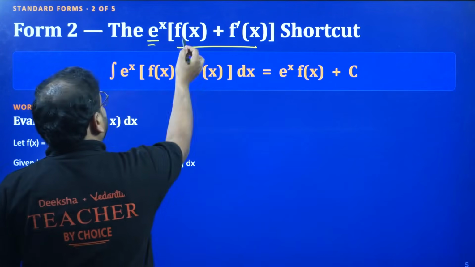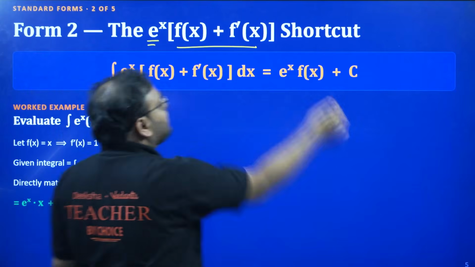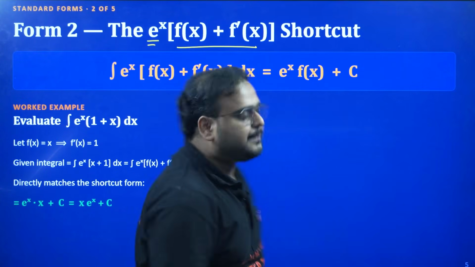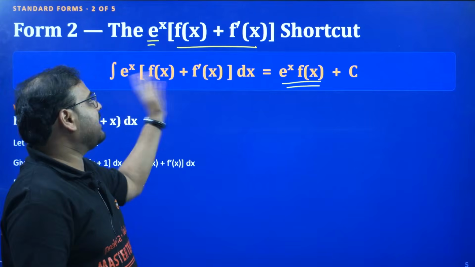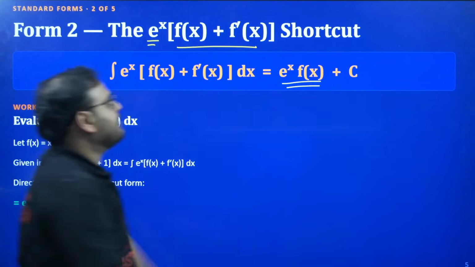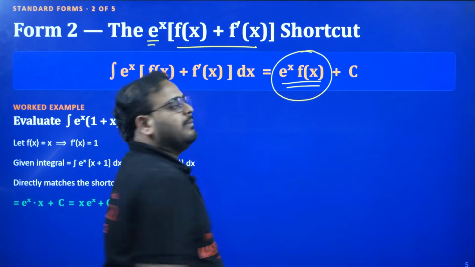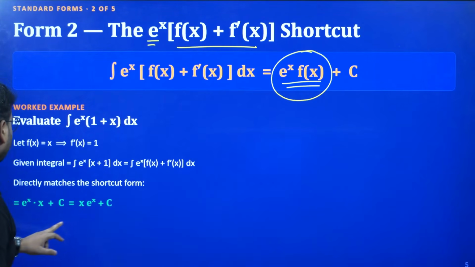e power x into f(x) plus f dash of x is there. Then what is the integration of that? Simply going to be e power x f(x). So even this type of form is there. By parts only condition is there. You continue, this is the final result. You just have to remember this particular condition, that'll be enough. Special case of integration. Okay, second form is done.